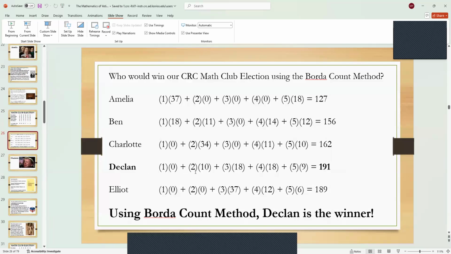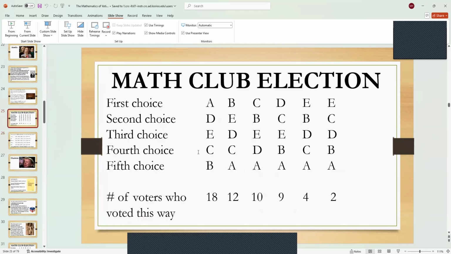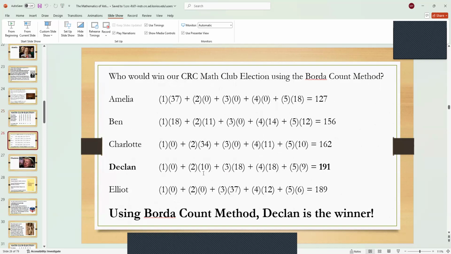The next thing for Declan says he gets 2 points 10 times. That means 10 people must have had him in that position, the next to last position. Look at that fourth row. You see the D right there for Declan. You see the 10 right there. 10 people had Declan as their fourth choice. For a fourth choice vote in this circumstance, you get 2 points. We're going to work our way from 1 all the way up to 5 at the top. Always start with 1 point at the bottom. 10 people voted Declan as their fourth choice, so Declan picks up 2 points 10 times. That's where the 2 times 10 comes from.